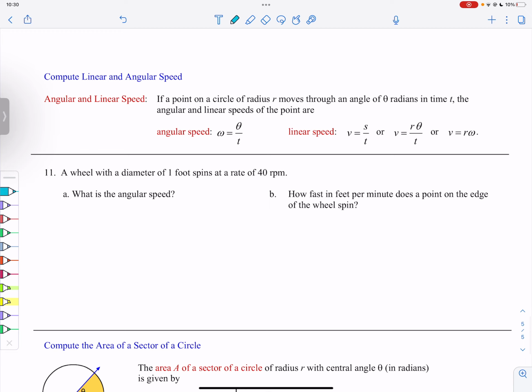Okay, let's now look at linear and angular speed. So in order to compute linear and angular speed, we need to find out what these definitions are. And they're quite simple, especially after you have used them. So angular speed and linear speed are a little bit different. So angular speed uses this symbol, and linear speed will use this symbol.